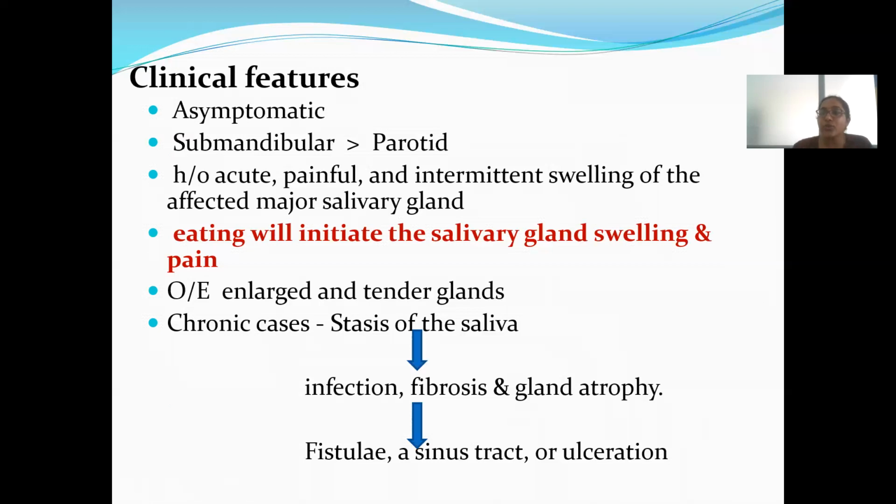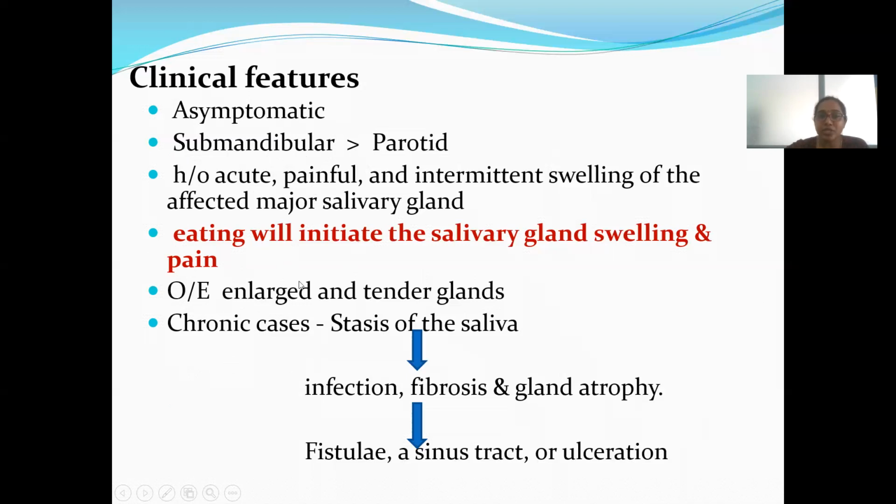And gradually, when you continue to eat, the saliva slowly seeps through whatever passage is available, bypasses the stone and reaches your oral cavity. So initially, when you start eating the food, there will be a big swelling. Gradually, when you continue to eat, the swelling will start reducing. That is the characteristic symptom of sialolithiasis. At the sight, taste or smell of food, there is initially a sudden increase in pain and swelling, and that gradually decreases by the time you finish eating your food. That is the symptom you have to remember.